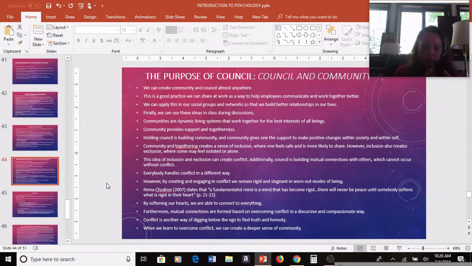And so what she says is that when we automatically go to red and we're right there screaming and yelling when conflict comes up, we're really rigid and stagnant, and we're engaging in worn out modes of being. We know that those ways of reacting to conflict don't serve us. They don't do a lot to help improve our lives. They pull us back down into that negative spectrum. And so once again, we have to change how we engage that.